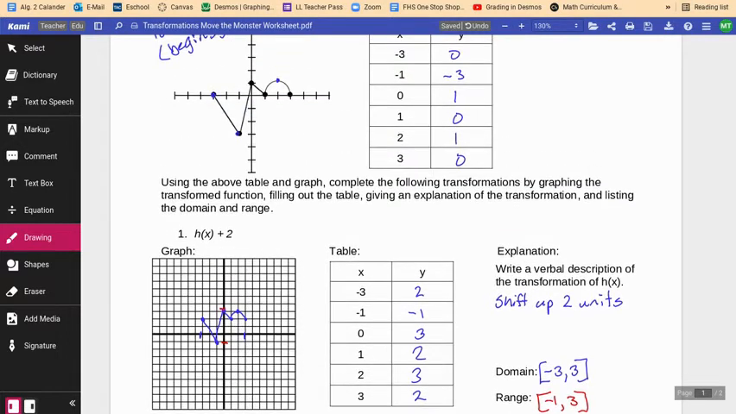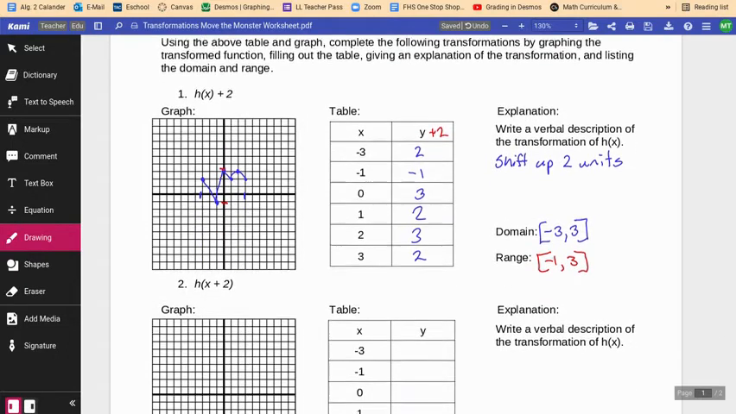And again, if we compare it to our graph, we started here, we've shifted up 2. If I look at my table, the only thing that changed are my y values. And guess what changed? Everything was added by 2. So we can say, hey, we just added 2 to each y value. So the original y value plus 2.